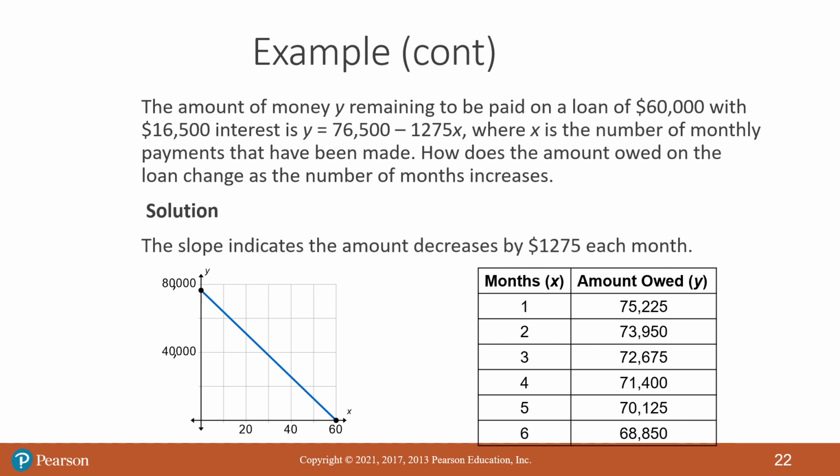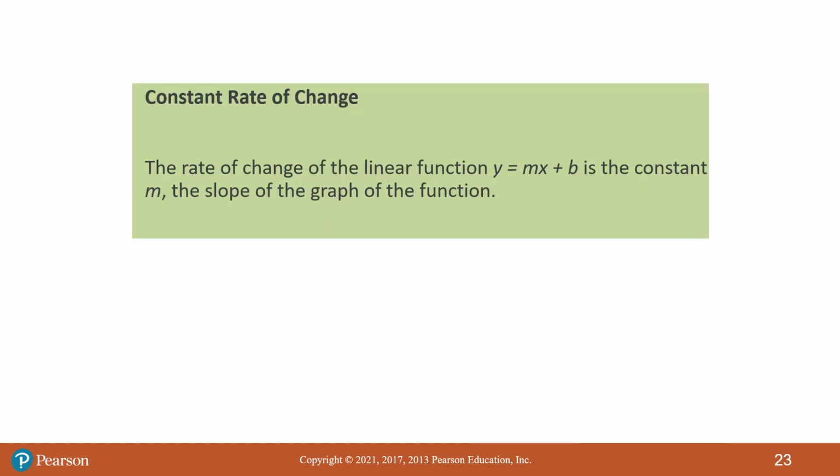payment. So the slope indicates that the amount decreases by $1,275 each month. Makes sense, right? We have our debt, paying $1,275 each month. So each month, the amount of debt we owe goes down by $1,275. Which leads us to the constant rate of change. The rate of change of a linear function y equals mx plus b is the constant m, the slope of the graph of the function.